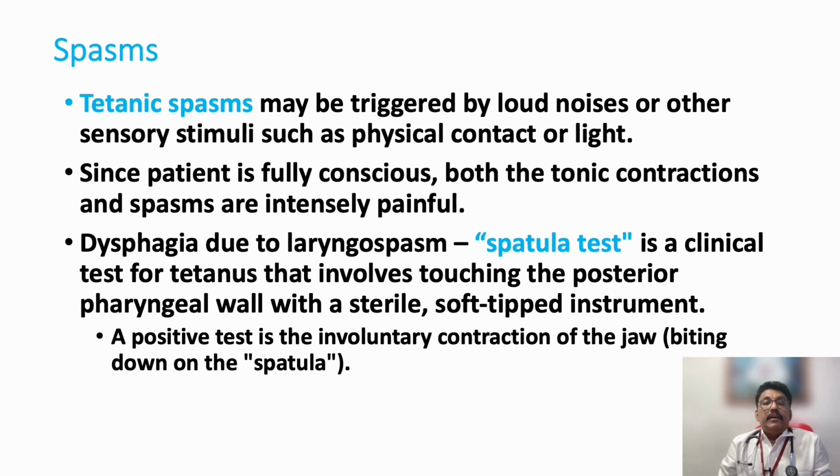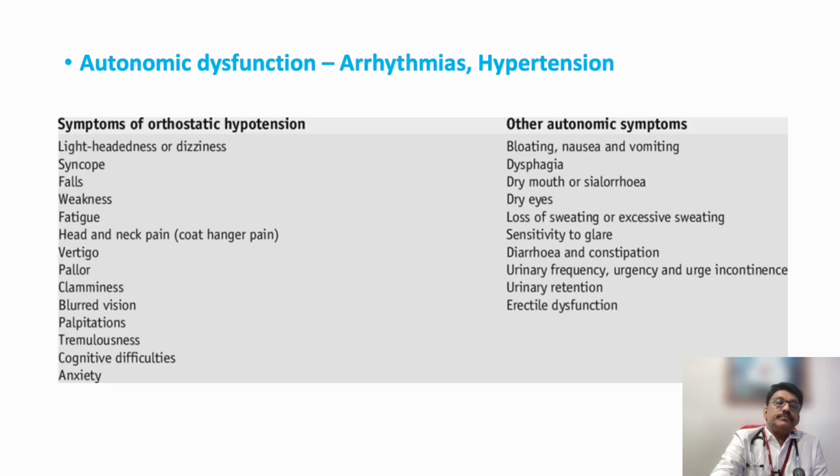Dysphagia due to laryngospasm, we can simply test with a spatula. It is known as the spatula test. It is a clinical test for tetanus that involves touching the posterior pharyngeal wall with a sterile soft-tipped instrument like a spatula. The patient will try to bite the spatula and will not release it.